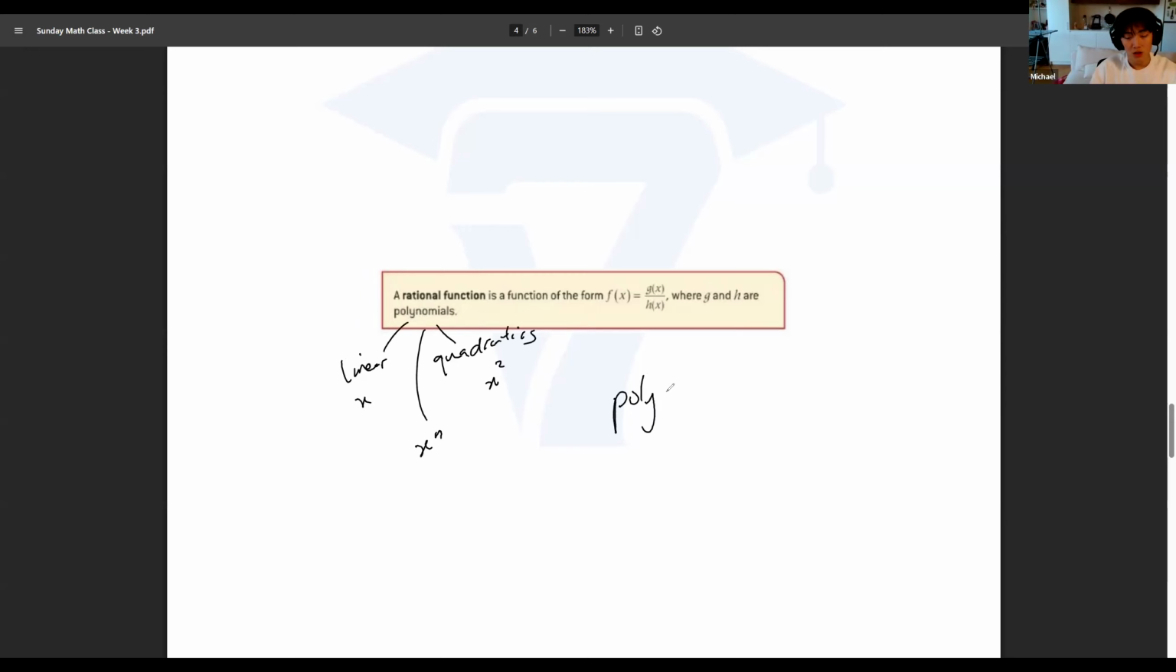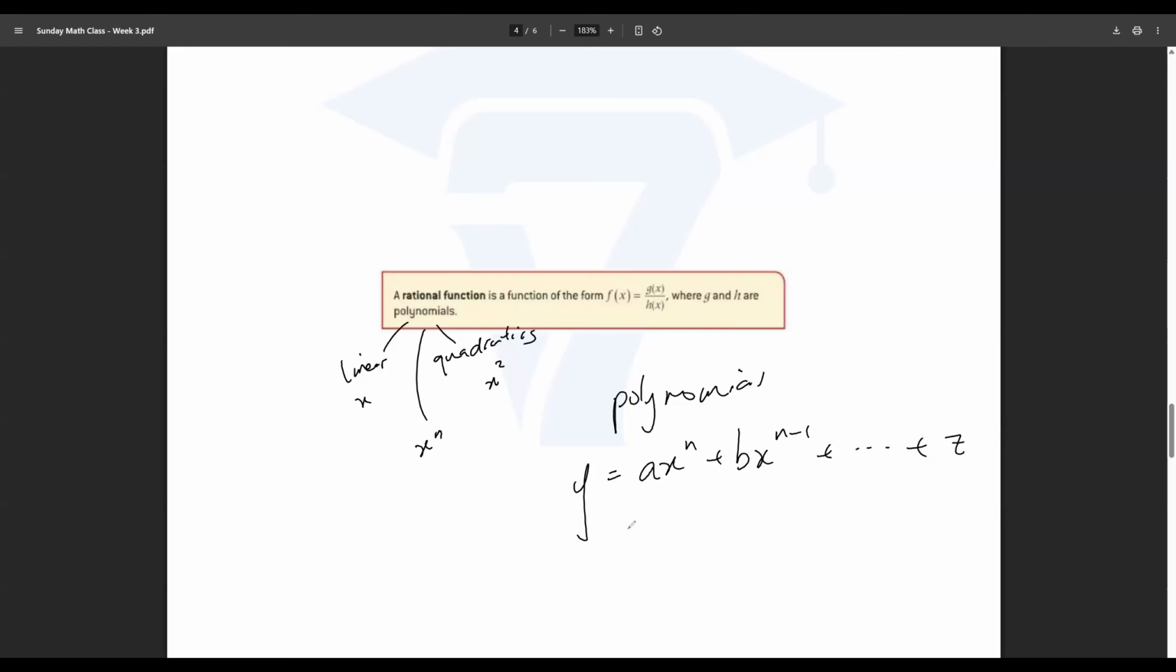So in general, a polynomial is something like this. You got y equals, let's say, a x to the n plus b x to the n minus 1 plus dot dot dot plus maybe a constant, okay? Does that make sense to you guys?